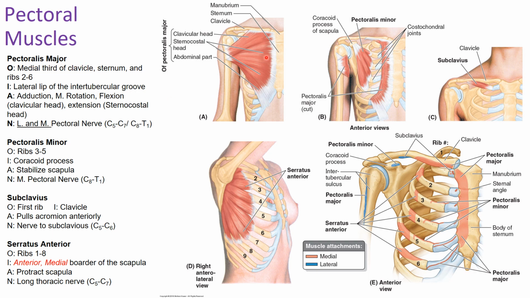The pectoralis major muscle is located right at the front of the pectoral region. Now, it originates from the middle third of the clavicle, so here, the sternum, and ribs 2 through 6. Its insertion is going to be into the lateral lip of the intertubercular groove. Okay, and the main actions of the pectoralis major muscle are going to be adduction of the arm, or the shoulder, medial rotation, flexion, and extension.